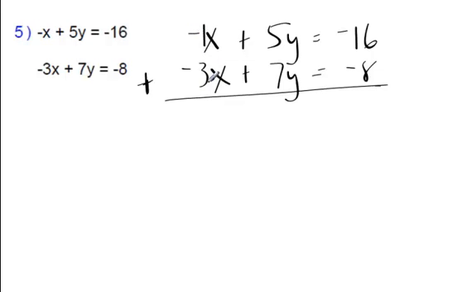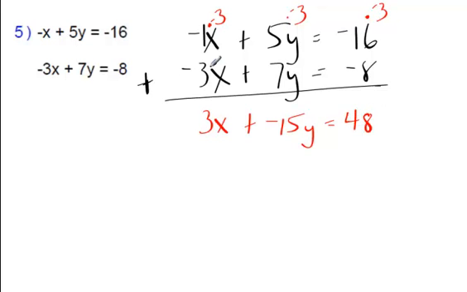The opposite of negative 3 is positive 3, correct? So what would I multiply negative 1 by to make it a positive 3? Okay, math fact. I'd multiply by negative 3. If I do it there, I have to do it to everything. So now my new equation for this is negative 1 times negative 3 is positive 3x. 5 times negative 3 is negative 15y. Negative 16 times negative 3 is positive 48. And then I still have my old one.